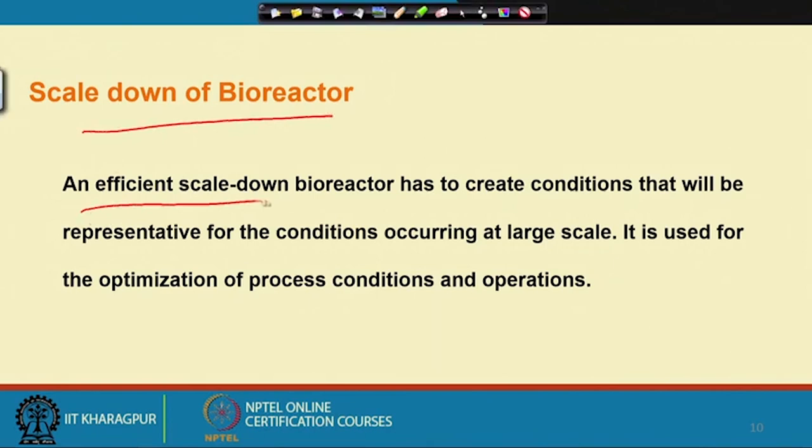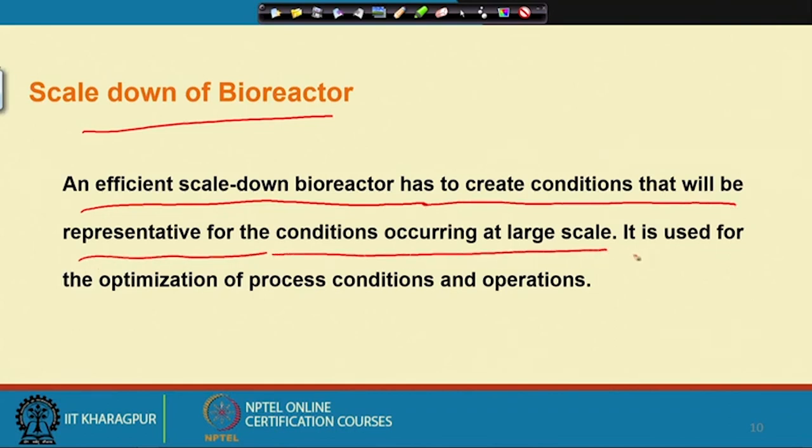An efficient scale down bioreactor has to create conditions that are representative of the conditions occurring on the large scale, and it is used for the optimization of the process conditions and the operation.